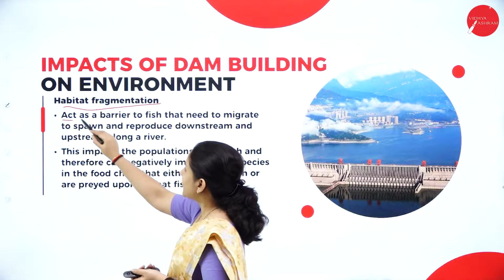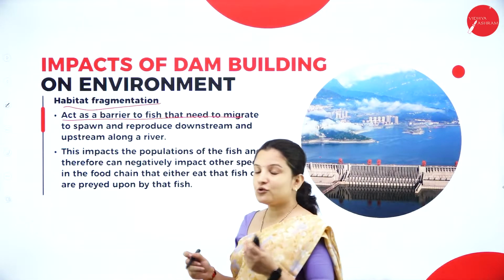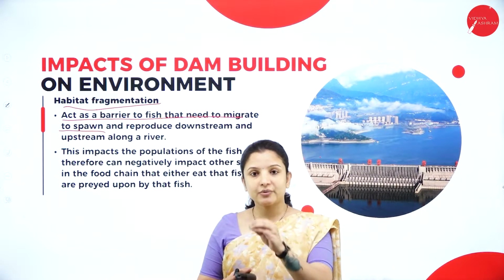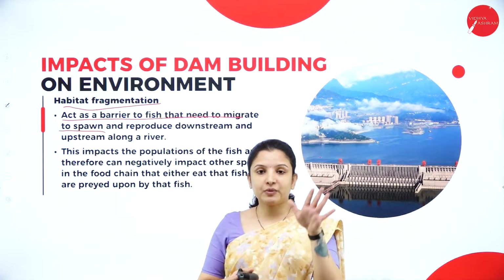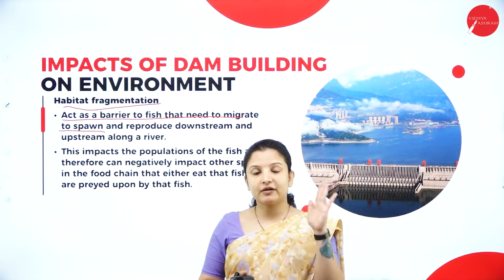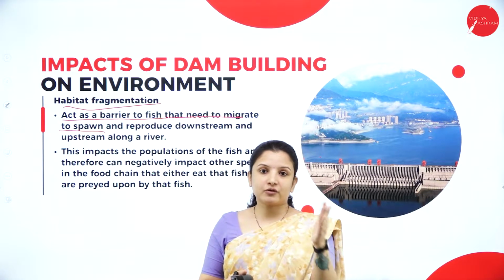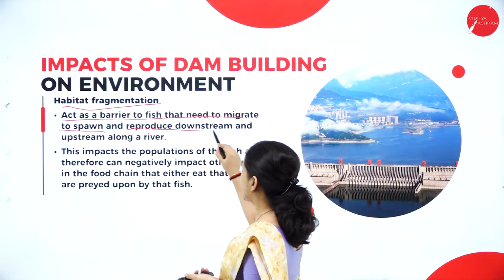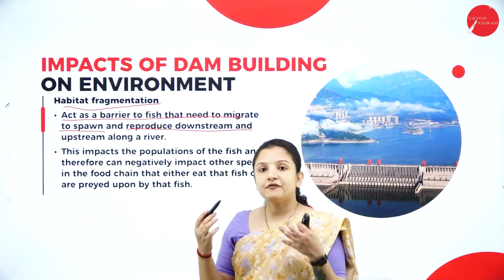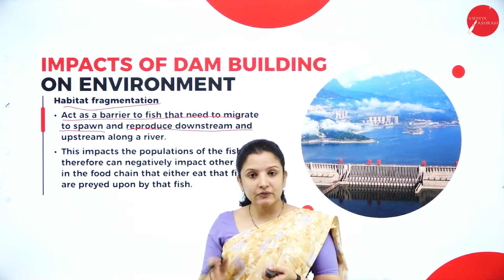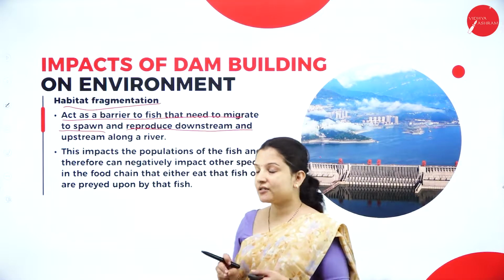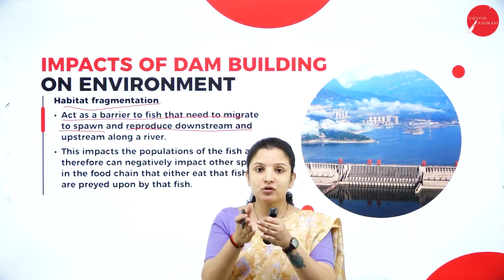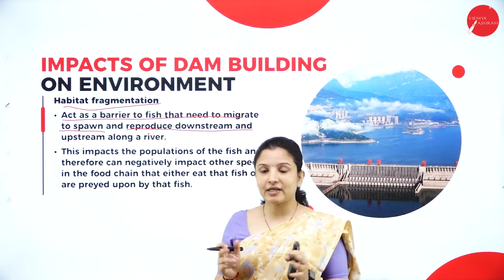Therefore, they act as a barrier to fish that need to migrate to spawn. Spawning means, in order to give birth to young ones, they need a suitable ground, and that suitable ground will always be in other parts of the river. So they cannot move from one part of the river to the other side. It will affect the reproductive capability of the fishes, and therefore the fish population in that particular river wherever the dam is built will drastically reduce. That is habitat fragmentation, wherein the habitat of the river has been broken into two parts. That is called habitat fragmentation.